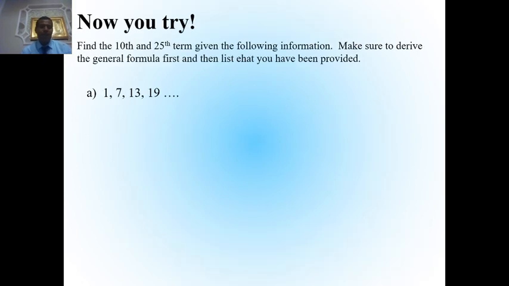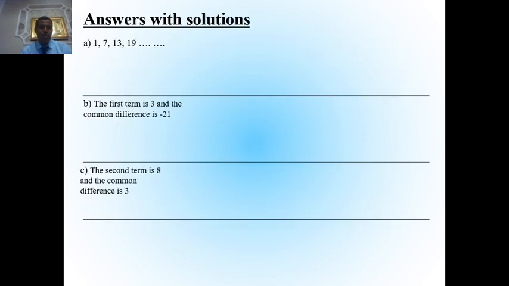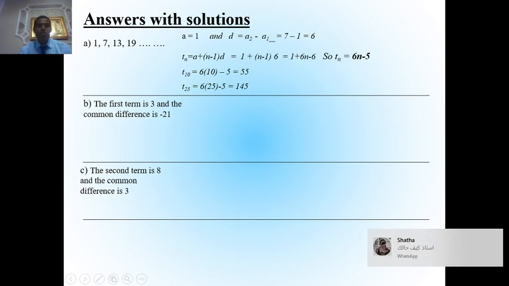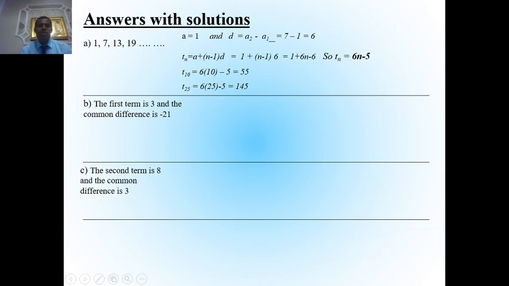Okay, here we have also three examples. Here we have 1, 7, 13, 19. The first term is 1, then the common difference is 7 minus 1, which is 6. In order to write down the nth term of this arithmetic sequence, I will write Tn equals a plus n minus 1 all multiplied by d. d, the common difference, is 6. So it will be 1 plus n minus 1 multiplied by 6, which gives 1 plus 6n minus 6. So the nth term of the sequence is 6n minus 5.